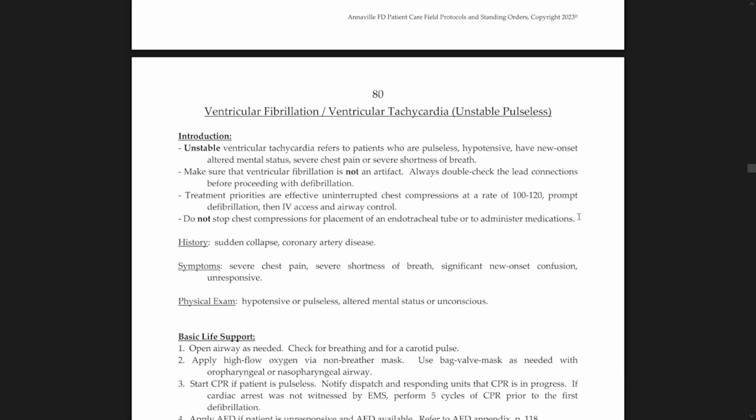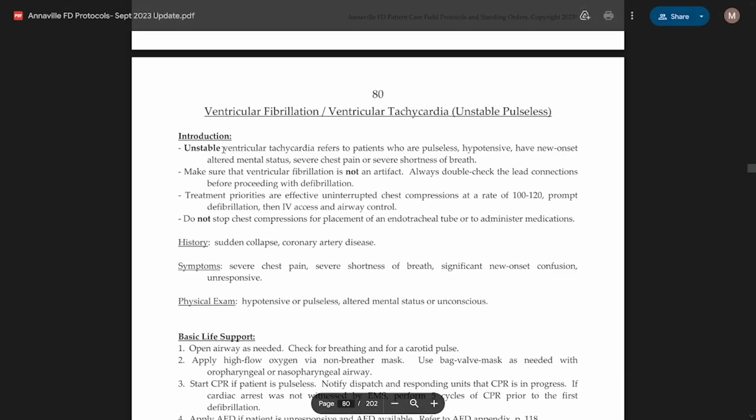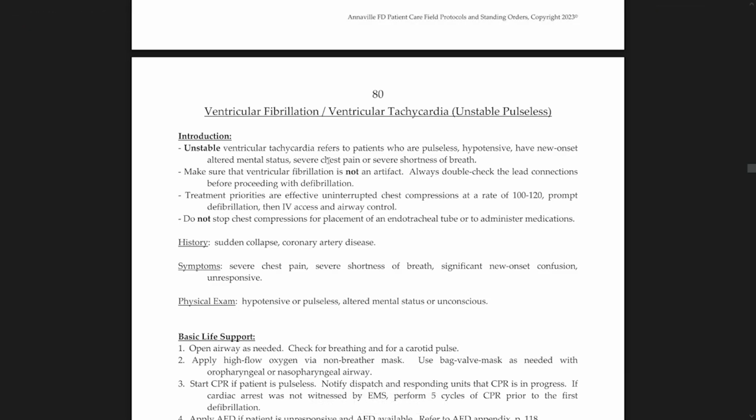For VFib or VTach without a pulse, the introduction: unstable VTach refers to a patient who is pulseless, hypotensive, or who has a new onset of an altered mental status, severe chest pain, or severe shortness of breath.